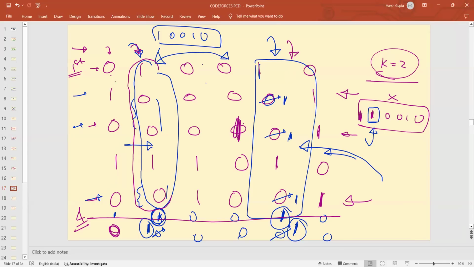So if there exist some bit positions like that, and in X that particular bit position is 1, then we will simply turn that particular bit on as well in our final answer. So that is the logic for this question. So let's jump on to the code.